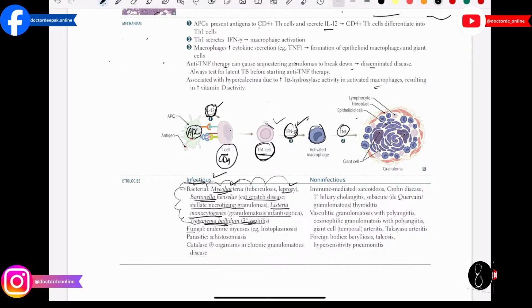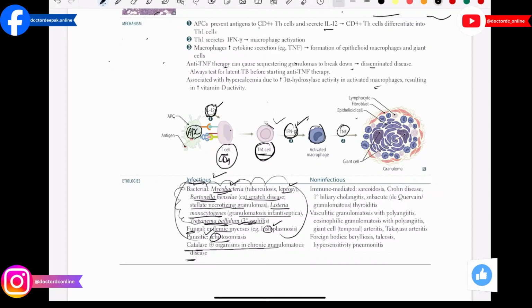Then we have fungal causes, like histoplasmosis infection, which is an endemic mycosis. Mycosis, basically, is a fungal infection. If you have cysticercosis, it is a parasitic infection. So these are the important points you have to remember. These are the infectious causes: bacterial, fungal, parasitic. Then you have to remember that catalase positive organisms can cause chronic granulomatous diseases, like chronic granulomatous disease. So this is a very important point. Catalase positive organisms in chronic granulomatous disease are going to form the granuloma.